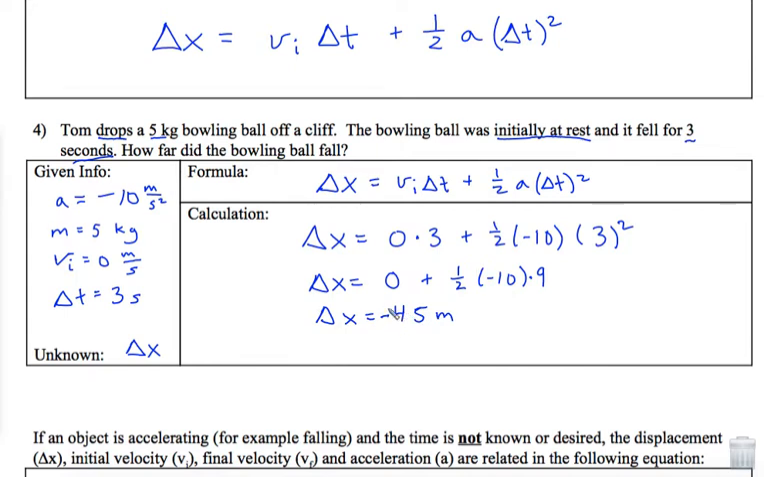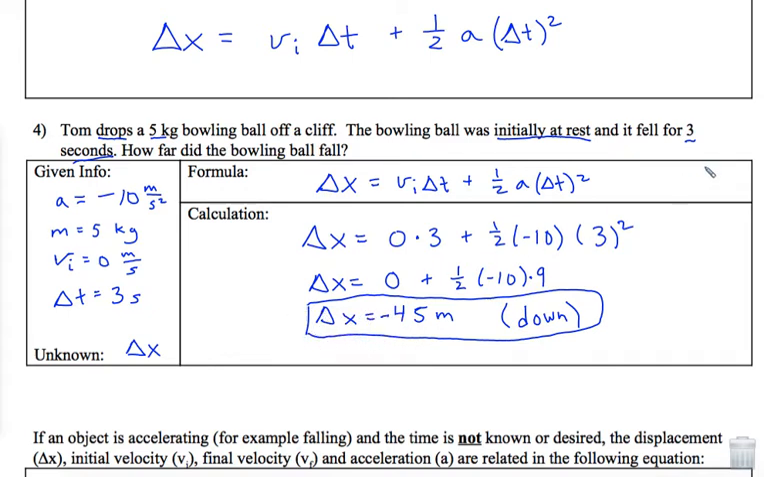What does that negative sign mean? Well, if we're talking about displacement and something falling, the negative is saying it fell 45 meters downward. So that's our answer. I'll include the down in my box. There we go. Alright, again, keep that negative sign with the acceleration, because then at the end, if you get a negative sign, it means it went down.